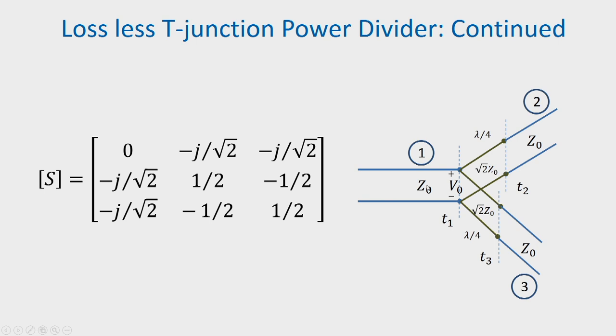If we find the S matrix for this junction, we will get S11 as 0 as before, and we can see that because of the shifting of the terminal planes, now we have minus j 1 by root 2, minus j 1 by root 2 as the values of S21 and S31.